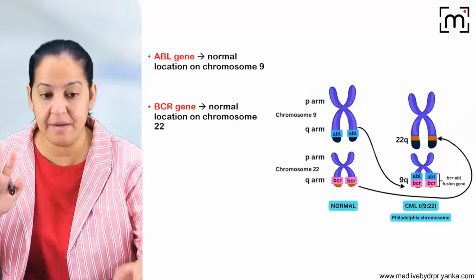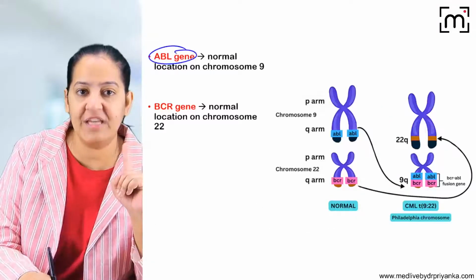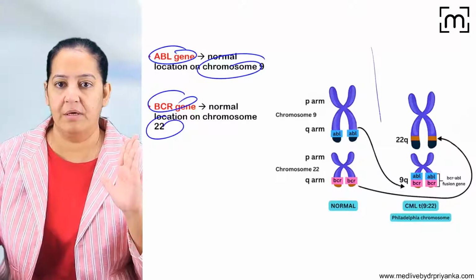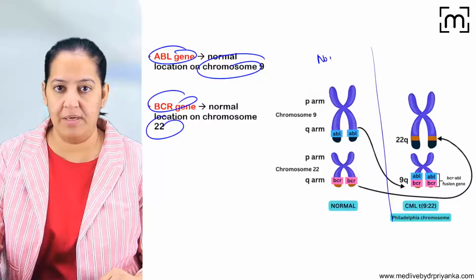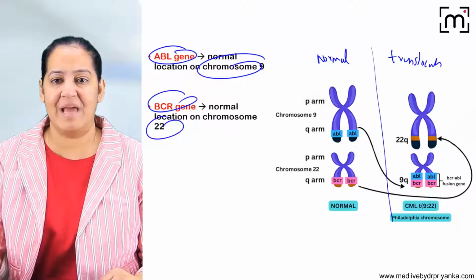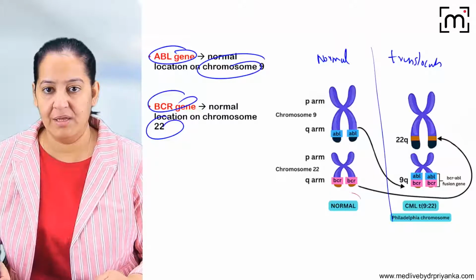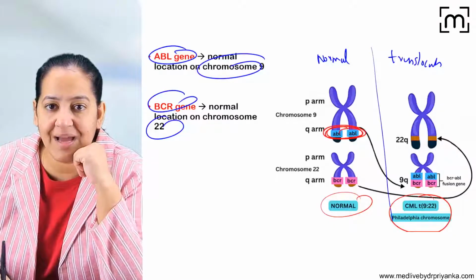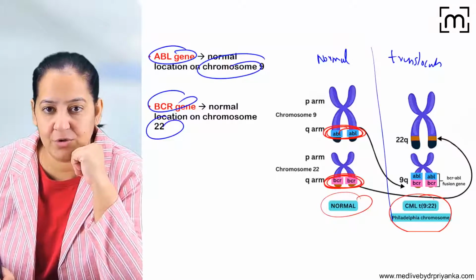How to write in your exam? First write normal. So ABL gene is present on 9 and BCR is present on 22. Can you see the same? See normal. Don't see the translocation. This is normal and this is translocation. So I want you to first appreciate the normal. Appreciate the normal. Can you see ABL present on 9? Can you see BCR present on 22?